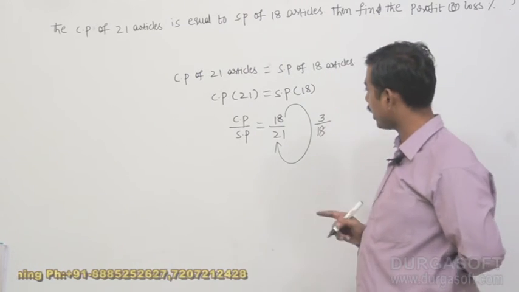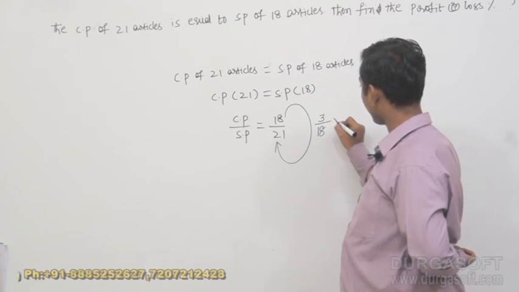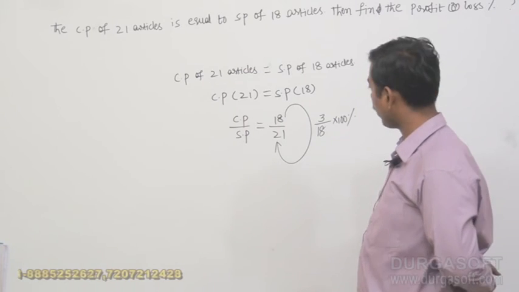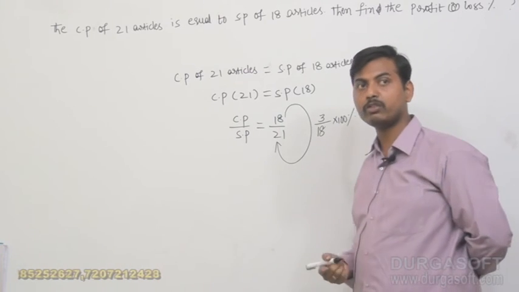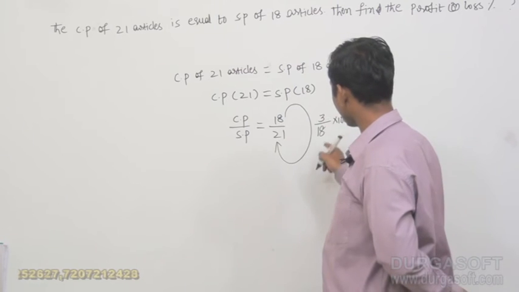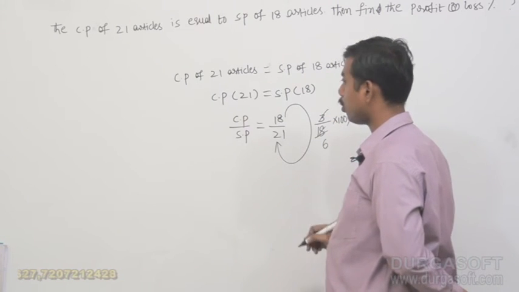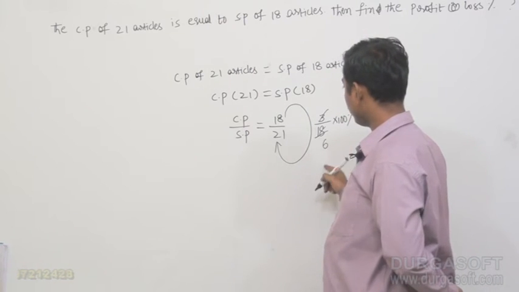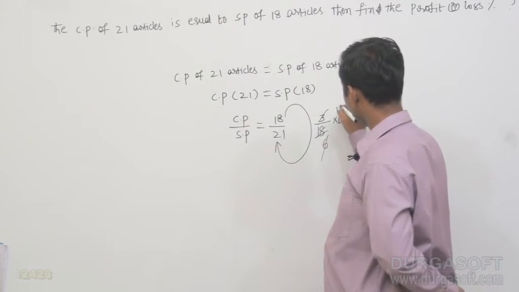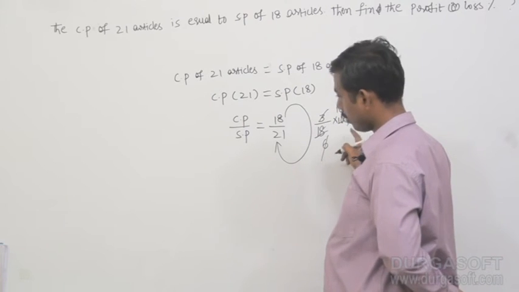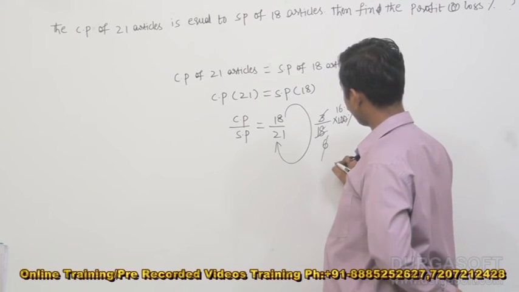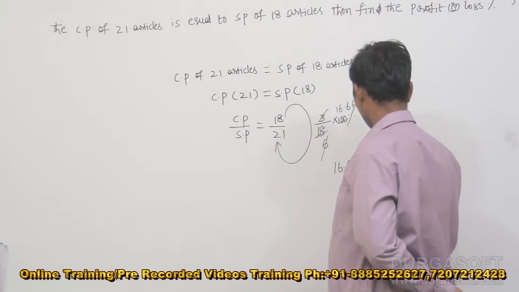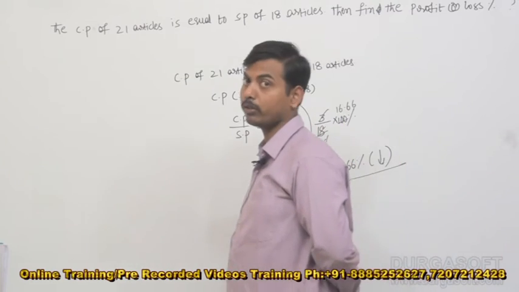This one is looking like a fraction. To convert a fraction into a percentage, we have to multiply with 100. If I multiply with 100, automatically this converts into the percentage format. 3 out of 18 means how many times applicable? 6 times. 16.66. How much percentage of loss is obtained for us? 16.66% of loss only is obtained for us in that whole transaction.